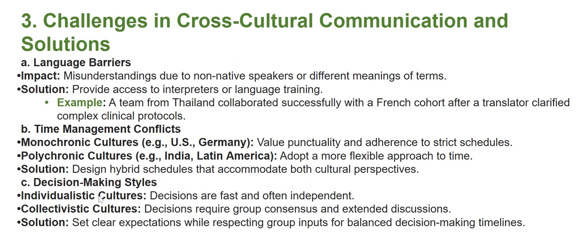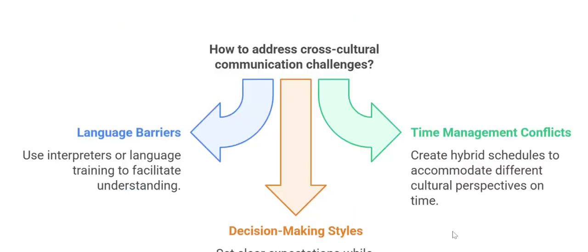Decision making styles. In individualistic cultures, decisions are fast and often independent, while in collectivistic cultures, decisions require group consensus and extended discussions. Solution resolution for that is to set clear expectations while respecting group inputs for balanced decision making timelines.